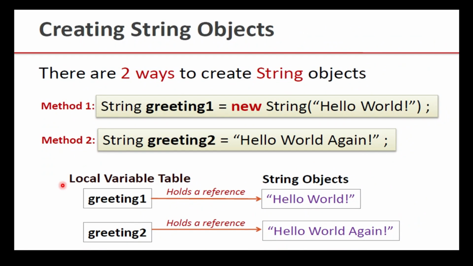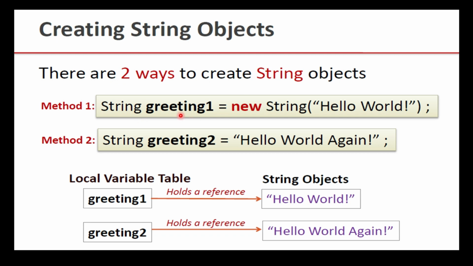Now we are going to see how to create a string. There are two methods for creating a string. One is: see, in String, the S is capital. Remember, when you write String, the S is capital. Then String greeting1 = new String("hello world"). Here we have created the string object. When you write it this way or that way, both are string objects. This is how to create a string object.